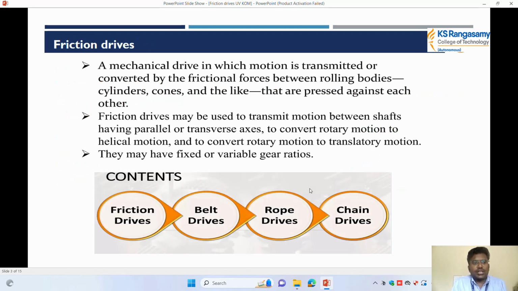Next I come to the friction drives. A friction drive is a mechanical drive in which motion is transmitted or converted by the frictional force between rolling bodies, such as cylinders, cones and the like, placed against each other.